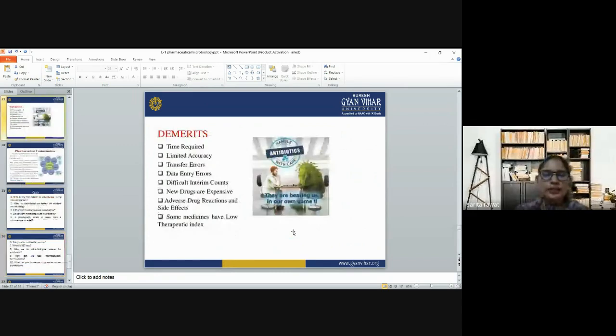Now, talking about the demerits of pharmaceutical microbiology, it is time consuming. The process is very long. They have limited accuracy. They have transfer errors and data entry errors, difficult entry counts, and new drugs are expensive also. Then adverse drug reactions and side effects can also occur. Then some medications have a low therapeutic index.